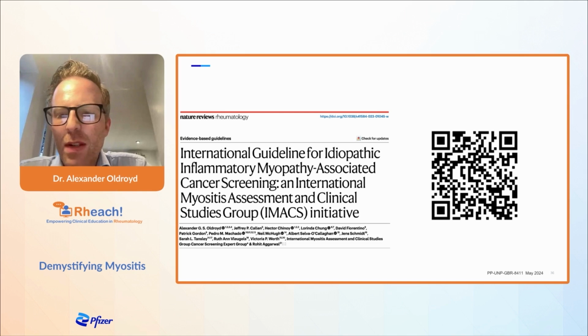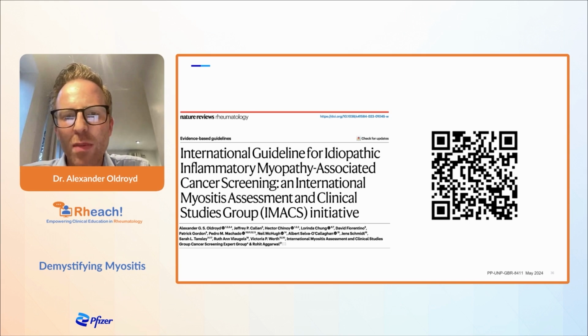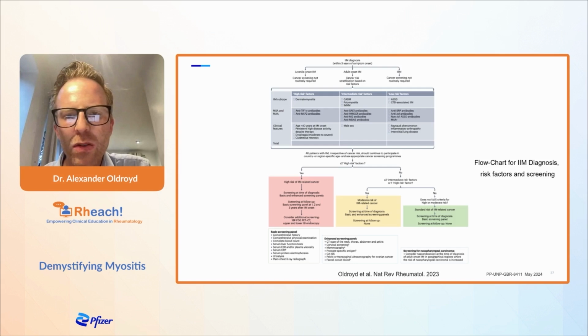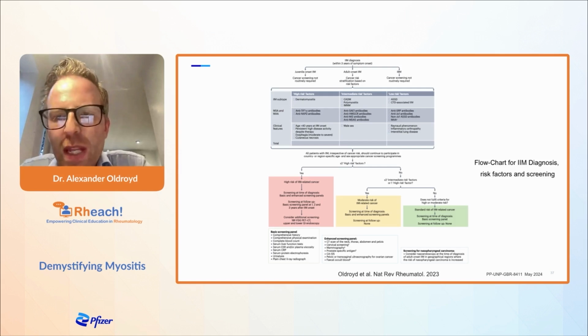Now, last year, we published the very first evidence and consensus-based guideline on cancer screening in IIM. This was a big effort that took the input of, I think it was 72 international experts from 22 countries. And this is the first time that we've had consensus evidence on how to screen for cancer. You can scan the QR code there. If you want, it'll take you straight to the paper. So this is within the paper.